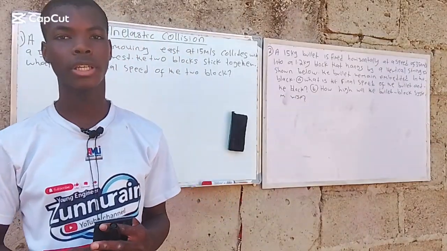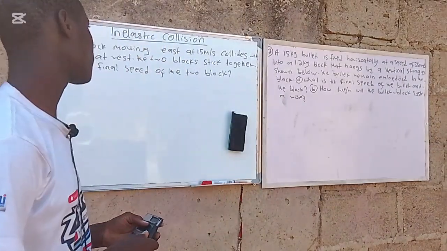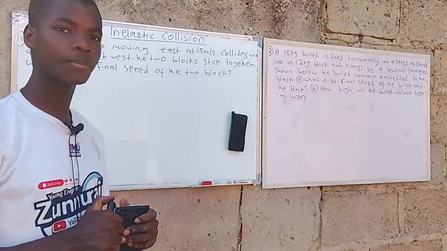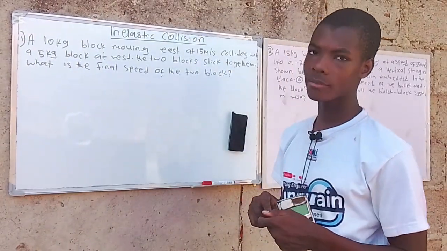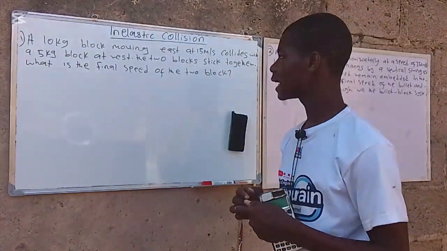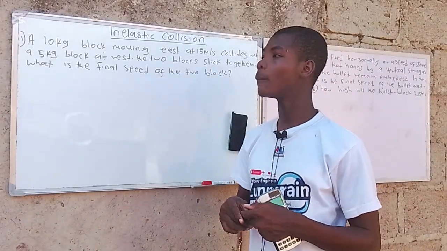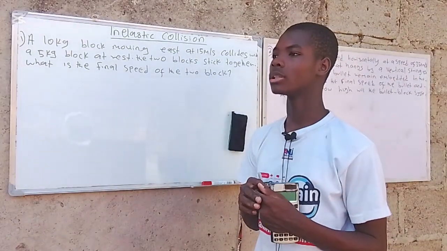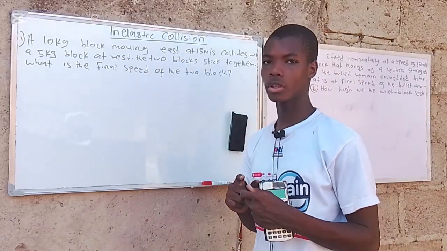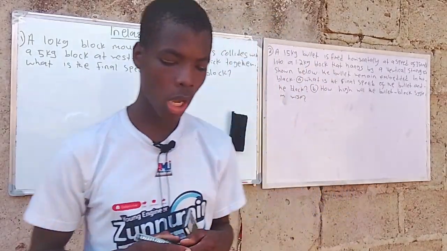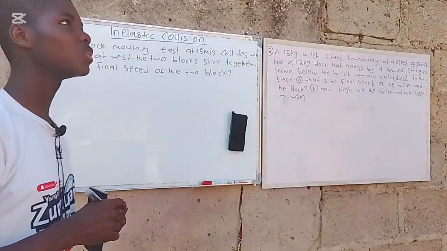Hello, good day viewers. In this tutorial we are going to see the inelastic collision. In elastic collision, I explained that momentum is conserved and kinetic energy is also conserved. But in inelastic collision, only momentum is conserved, but kinetic energy is not conserved. So how can we know that and understand that?